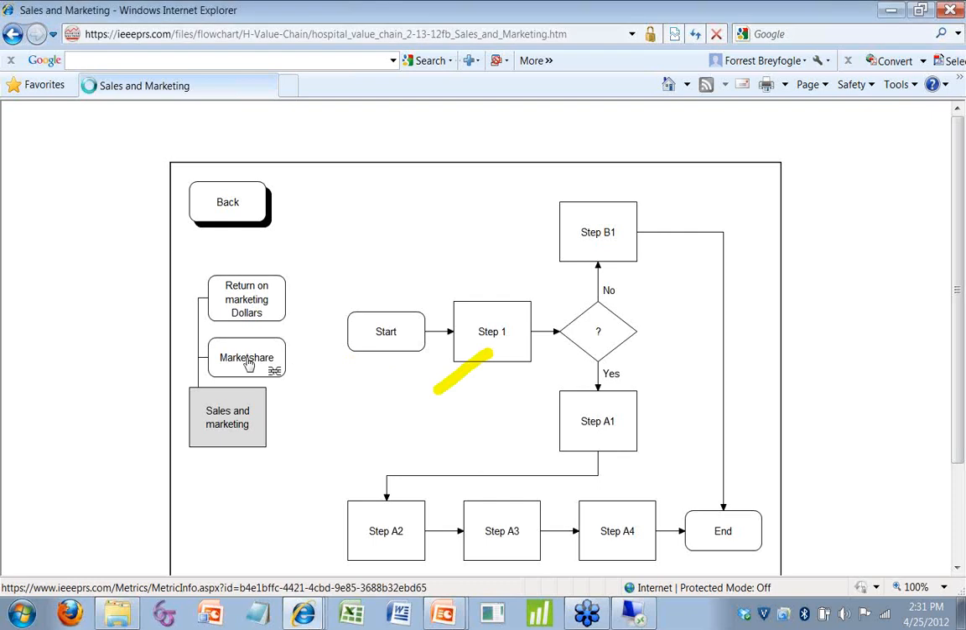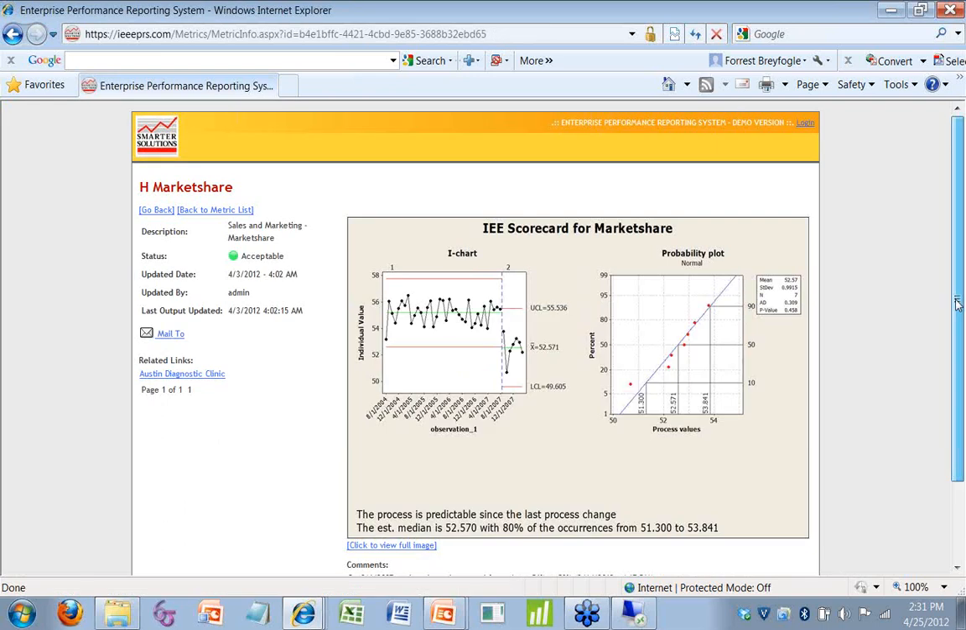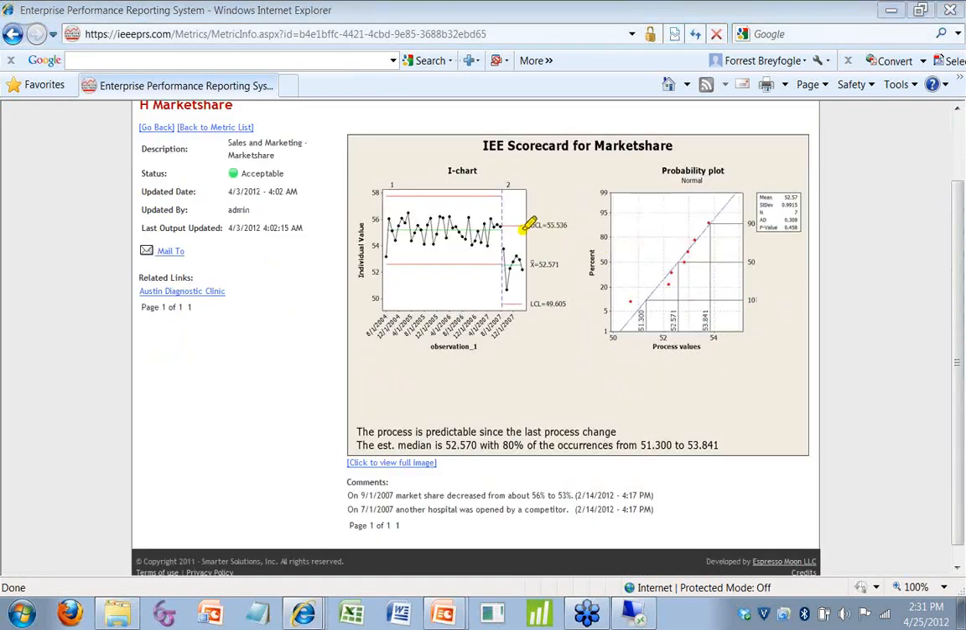Now we look at market share. Oh boy, goodness. Look at our market share went down. So we used to be running at about 55%, somewhere along in there. Now we're down to 52%. Okay, so again, we're reporting out similar to what we did previously. Now in our comments here, we noticed that another hospital's opened up in town. Okay, well, the environment changed, so we've learned something there by looking at this metric.